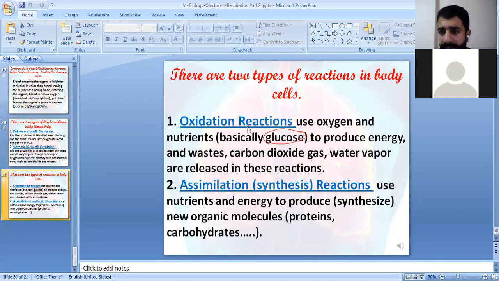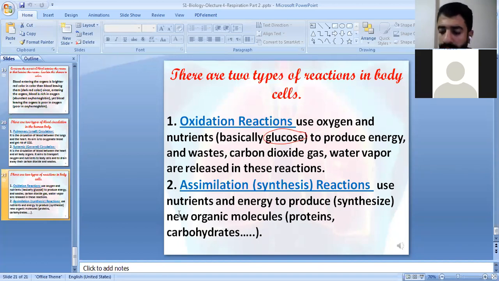Oxidation reactions and assimilation, which is also called the synthesis reaction. The oxidation reaction uses oxygen and nutrients, basically glucose, to produce energy. Waste, carbon dioxide gas and water vapor, are released in this reaction. Assimilation is called the synthesis reaction. It uses nutrients and energy to synthesize new organic molecules like proteins and carbohydrates.